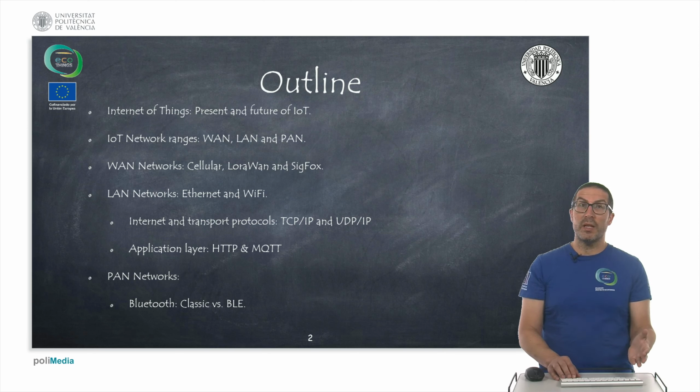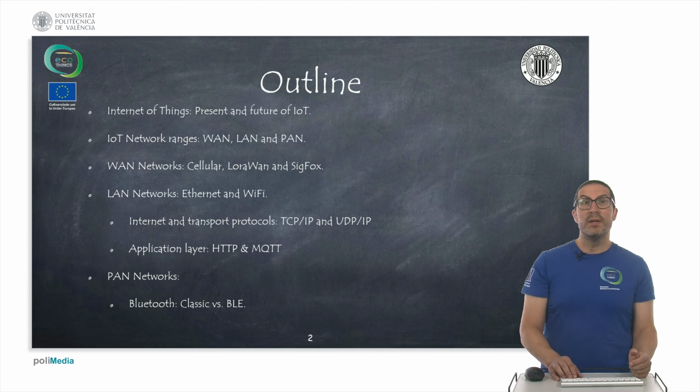I'm going to talk about Internet of Things, the present and the future of it, and also about networks, different ranges of networks: WAN, LAN, and PAN networks. And we're going to explain some of the widely used technologies among different kinds of networks, such as cellular or LoRaWAN, or also Ethernet or Wi-Fi.